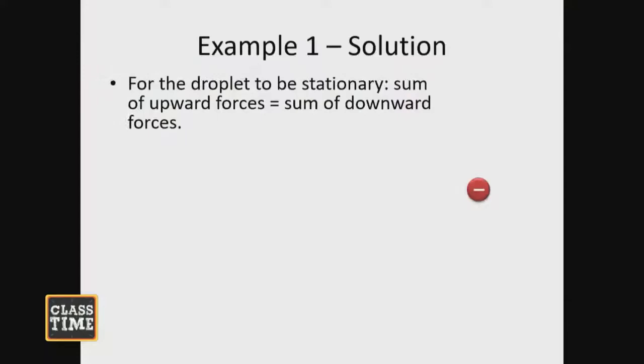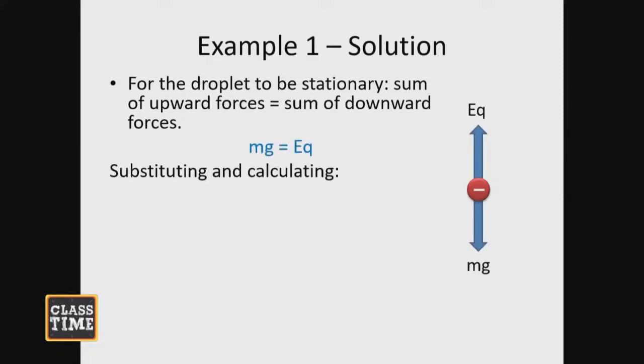All right? And so the downward force will be the weight, which is the mass times gravity. And the upward force, remember we said that the force is equal to electric field times charge, right? So this downward force is mg and the upward force is qE. So these are equal.